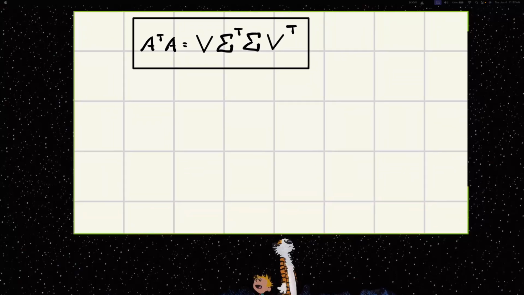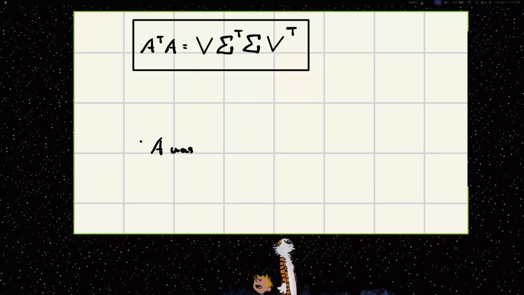So what did we do? Well, A was originally an m by n rectangular and very general matrix. So A was m by n and general.